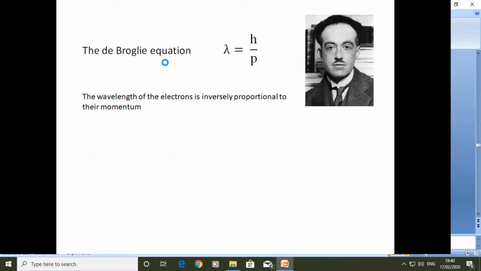A very important equation in quantum physics is called the de Broglie equation. De Broglie, it's pronounced de Broy, and it's lambda equals h over p. h we know is Planck's constant. p is the momentum of the electrons, and the wavelength of the electrons is inversely proportional to their momentum. We use the symbol p for momentum. I could write mv, but usually it's written as p.